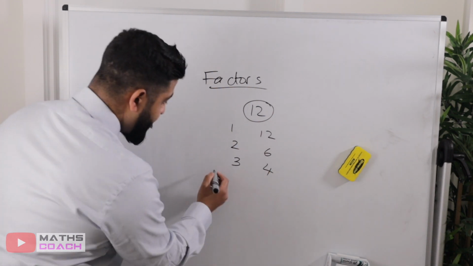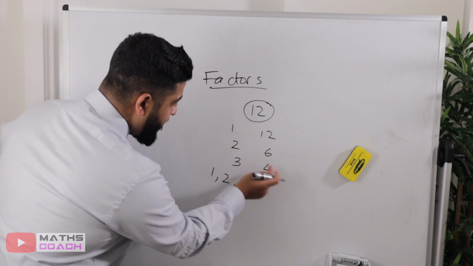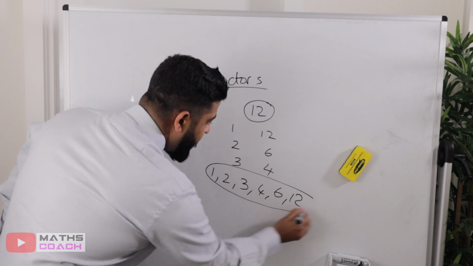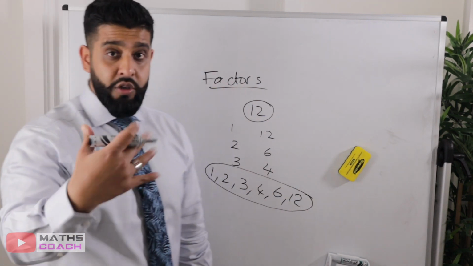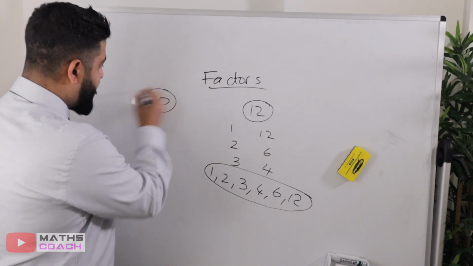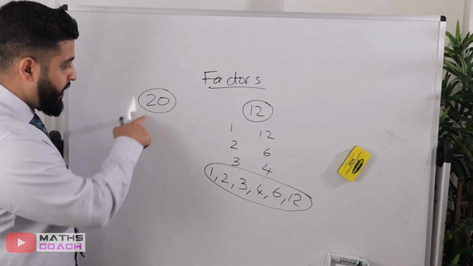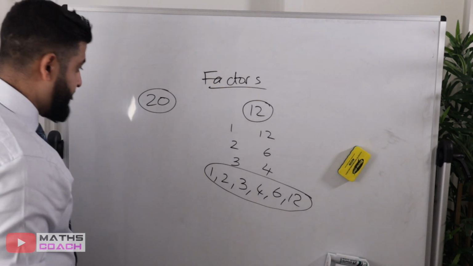Now what you could do at this stage is also write them in order. So 1, 2, 3, you've got 4 here, then you've got 6, and you've got 12. So these are all the factors of 12. Okay, and that's just an example. You could do another one, for example, the factors of 20. Try to find the factors of 20 yourself, and I'll do it, and then you can pause the video and compare your answers with mine.